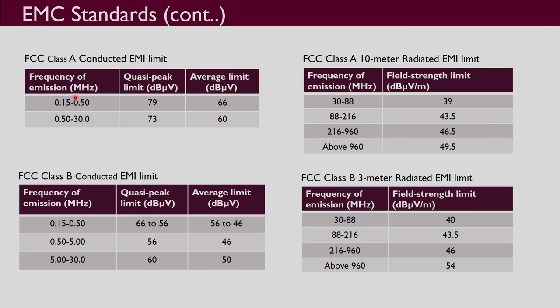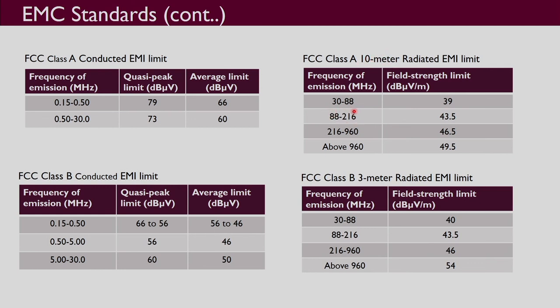And then for your 0.5 to 30 megahertz, it is 73 dB microvolt for your quasi peak, and for average it is 60. Further, for that same FCC class A 10 meter radiated EMI limit, note that this 10 meter is important because this is a radiated EMI limit. So, how much distance the antenna has to be kept for measurement is specified by this.